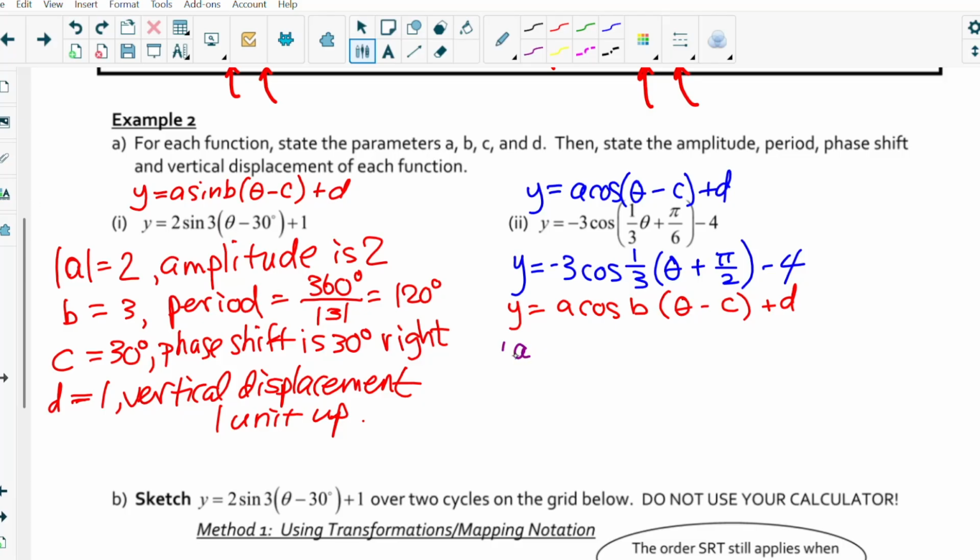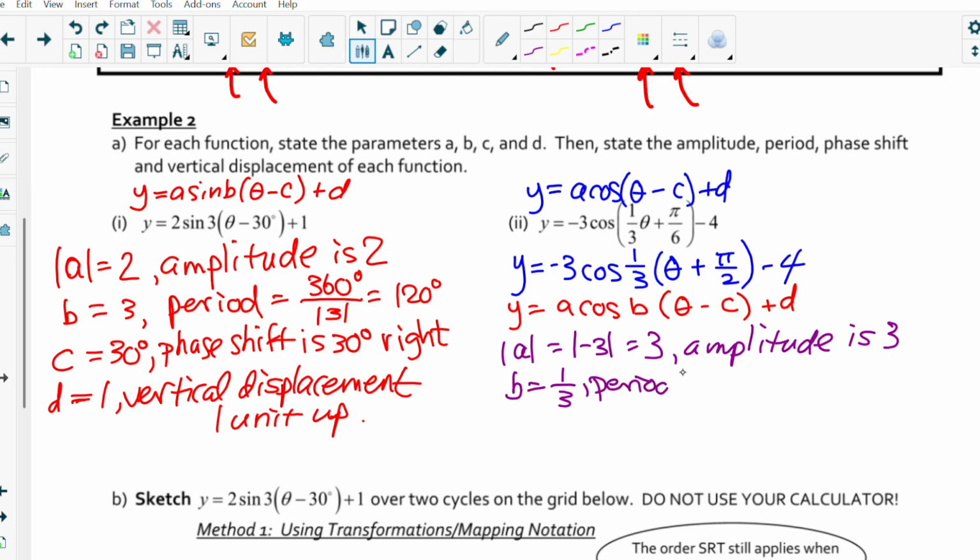So what's my a value? The absolute value of a equals the absolute value of negative 3. That equals 3. So the amplitude of the sinusoidal function is 3. My b value is 1/3. So my period, remember we're in radians, folks. Okay, so period equals 2 pi over the absolute value of 1/3. And then that's a period of 6 pi.